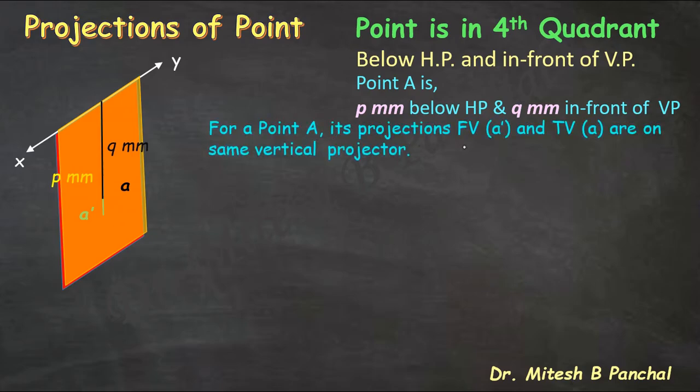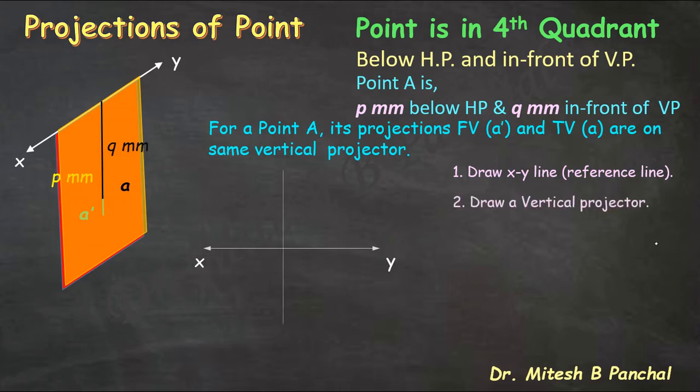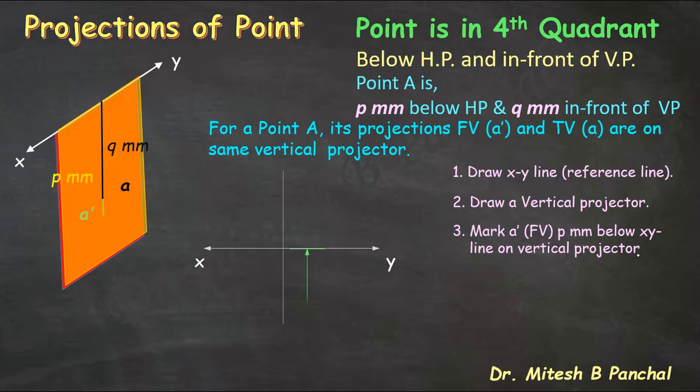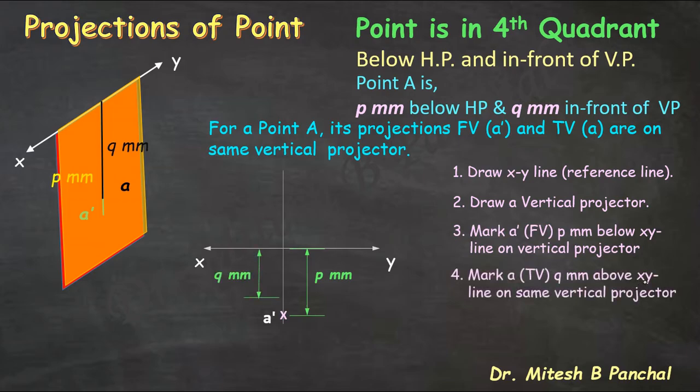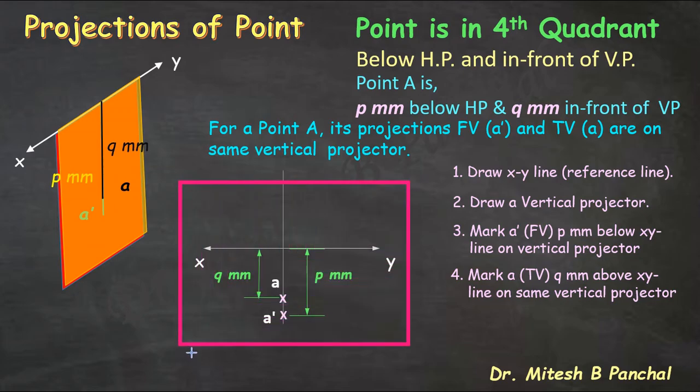For a point, its projections, front view and top view, are on the same vertical projector. So first draw the XY line. Then draw a vertical projector on which we will consider the projections of the point, A dash and a. Mark A dash, that is nothing but the front view, P mm below XY line on the same vertical projector. Also mark the top view, that is a, Q mm from XY line, below XY line. So here a and A dash are both below XY line. So when the point is in the fourth quadrant, the final answer is this.